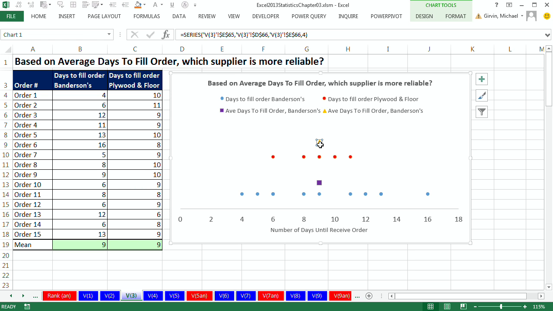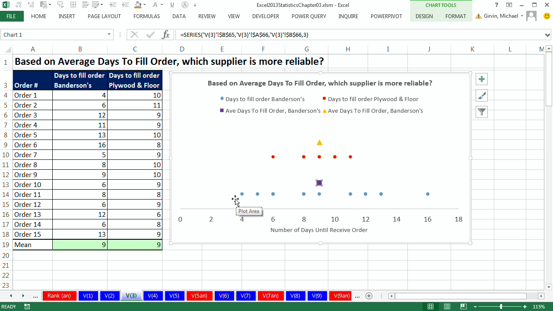Here is Banderson's, exactly 9 days on average to get our order. But look at the spread in the data. Down here, this is Plywood and Floor. The spread is much larger. Now, we might be happy when we get our order in 4 days, but on this day out here, it took them 16 days to deliver our order. So the spread in the data is much greater here. That 16 might really negatively impact our business.